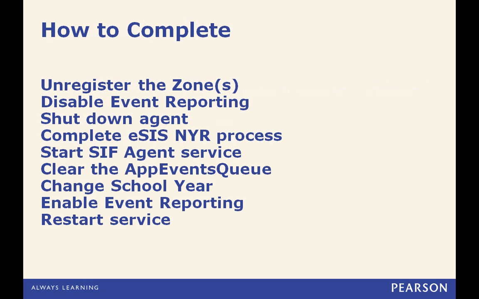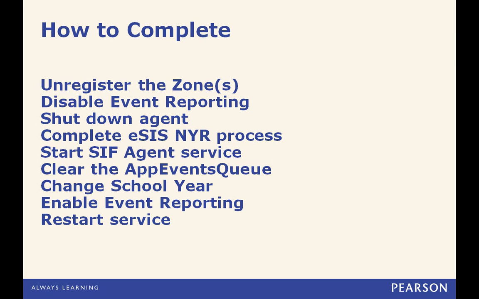Discuss how to complete the New Year Rollover process for the eSIS SIF Agent. This is an easy multi-step process. First, you will unregister each zone in the agent. Next, you will disable event reporting. After that, you shut down the agent. Most times the agent is running as a Windows service. If this is the case, go to Services and change the service from automatic to manual. This will prevent the agent from starting up if the server is rebooted before you are ready.